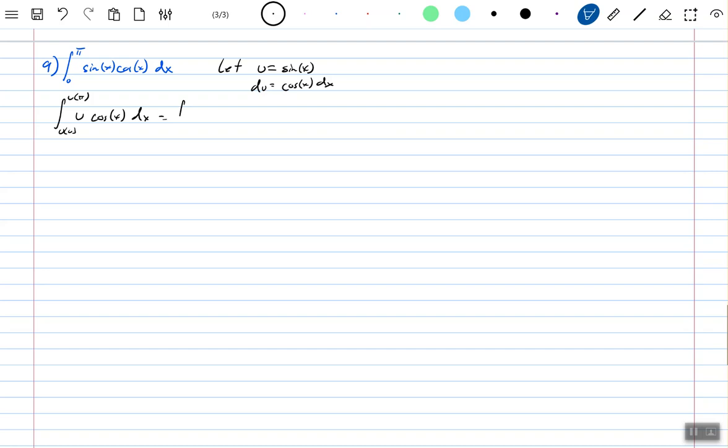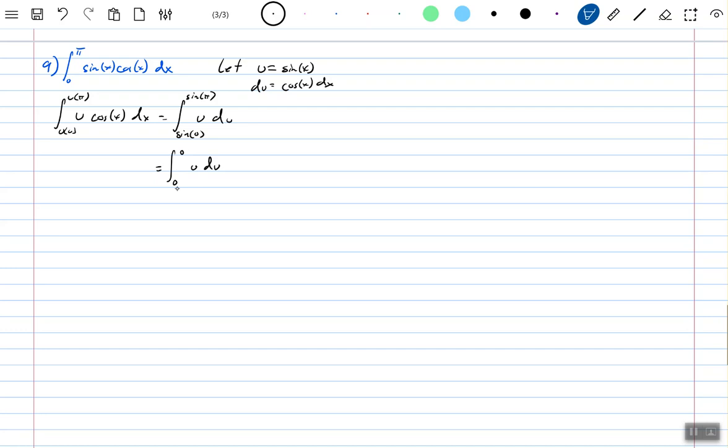Well, that's just equal to the integral from u of 0, which is just sine of 0, to u of pi, which is just sine of pi, of u du. Now, to simplify these limits of integration, well, that's equal to the integral from sine of 0, but what's sine of 0? Well, that's just 0. What's sine of pi? That's also 0. So this is the integral from 0 to 0 of u du.